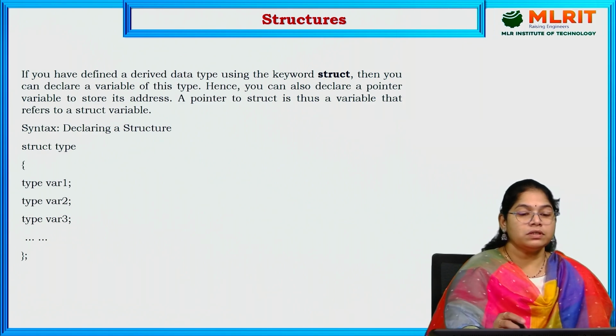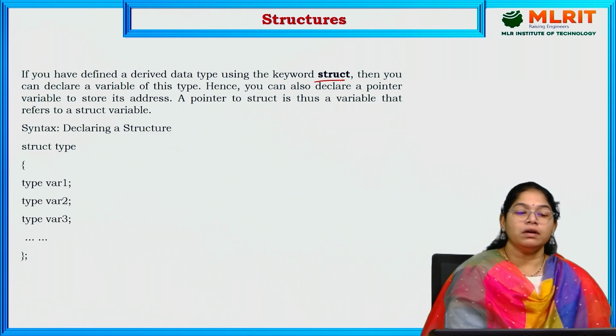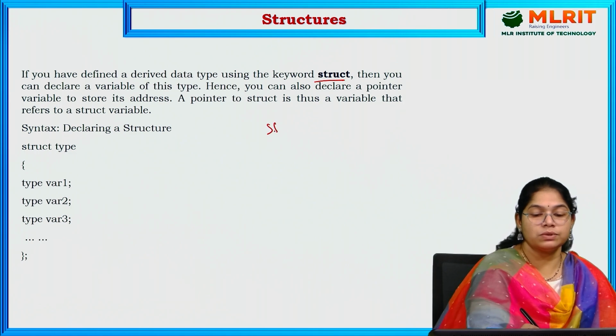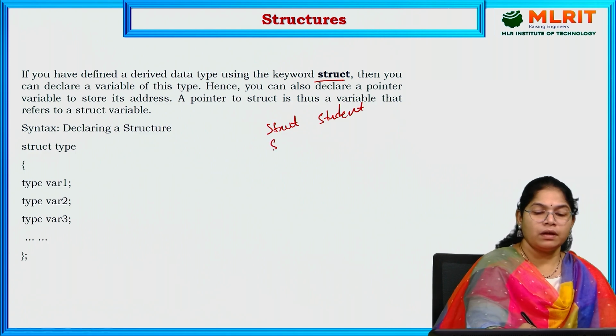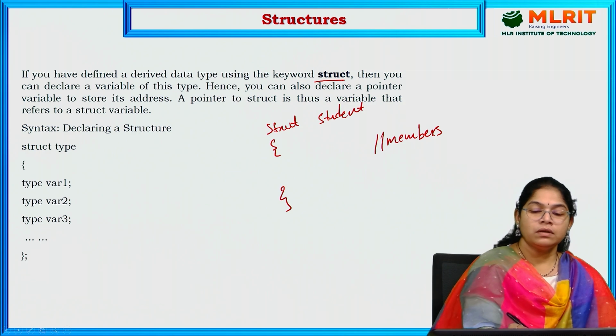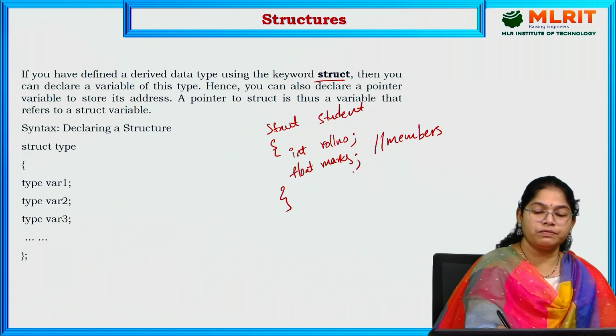So, first, how to write a structure using the keyword struct. Using the keyword struct, we can write a structure. So, first we'll write the structure: struct, I'm taking the example as student. Then here we'll write the members of the structure, with data types: int roll number, then float marks. Here I consider only two members of the structure.